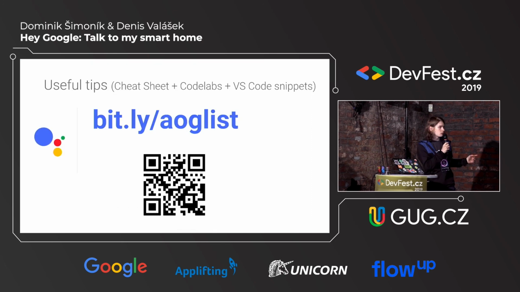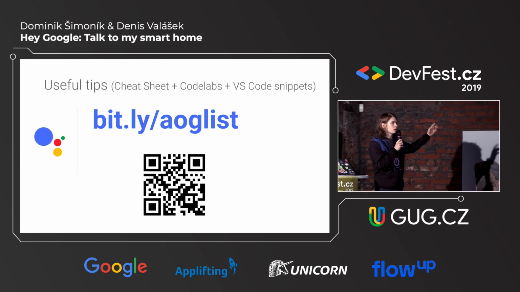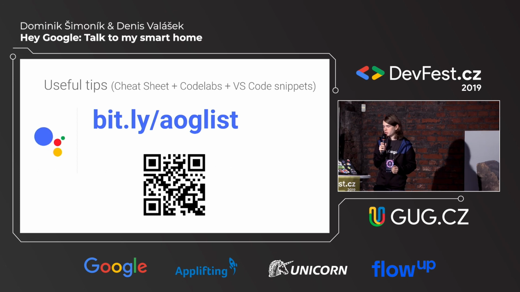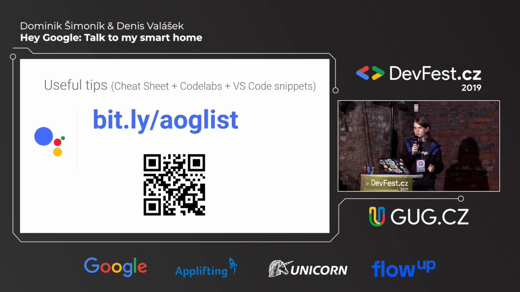Here are some tips that you can use. There's a cheat sheet, there are code labs if you want to get started, and also some tools which will help you develop for Google Assistant. You can find it here, and after this, we are done.